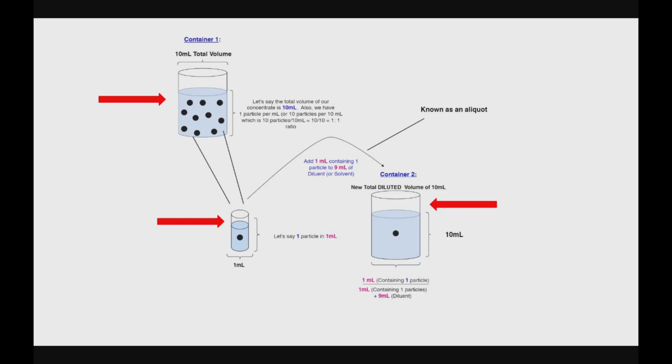So we just made a dilution. It says 1 milliliter containing one particle divided by 1 milliliter containing one particle plus 9 milliliters of diluent. So that would be 1 out of 10, and we call that a 1 out of 10 dilution. But let's keep going.